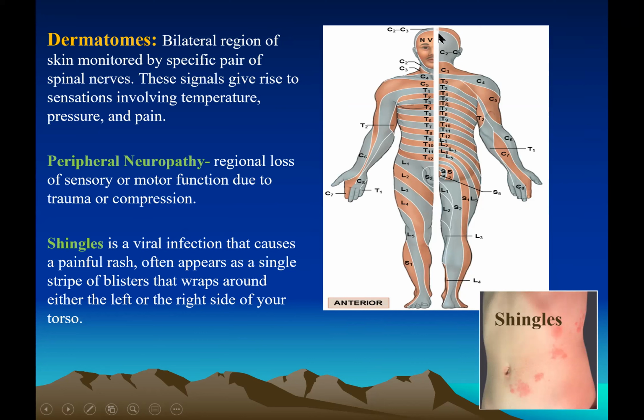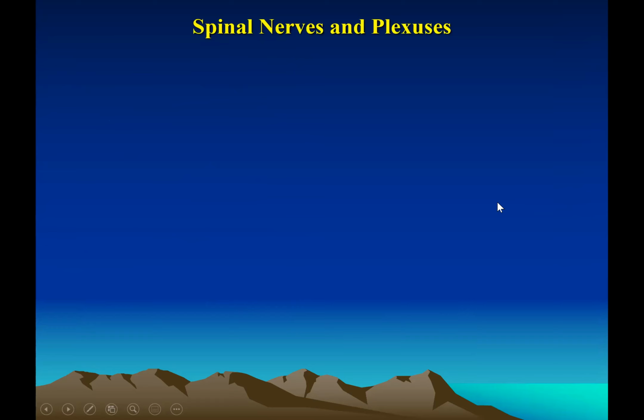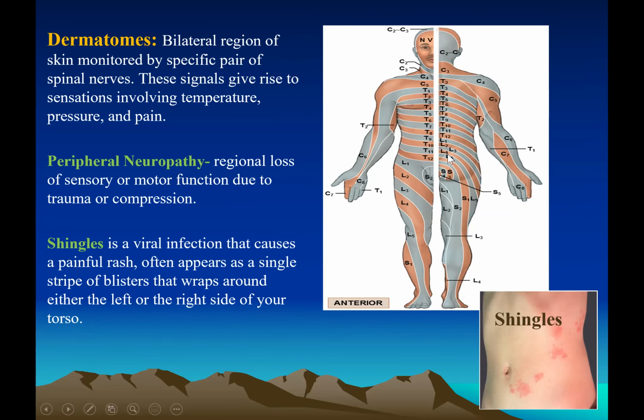C2, C3 is the posterior back of your head. So these are called dermatomes. This is the innervation and the area they're going to monitor. Because we know our dermatomes, let's say L5 was pinched. You'll have numbness in this area of the skin and tissue. Peripheral neuropathy refers to regional loss of sensation or motor function due to that nerve being pinched or injured.